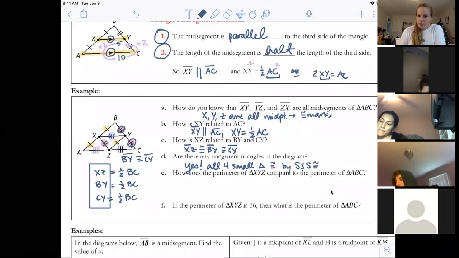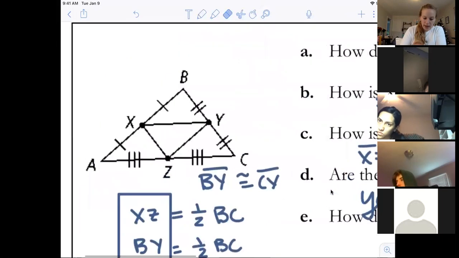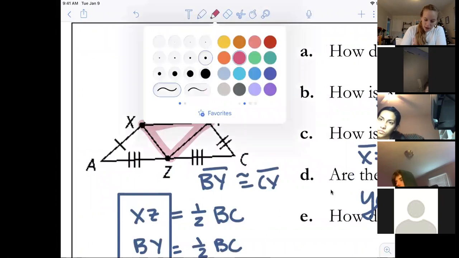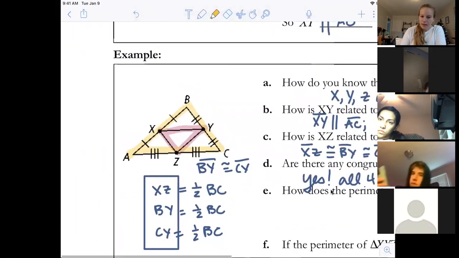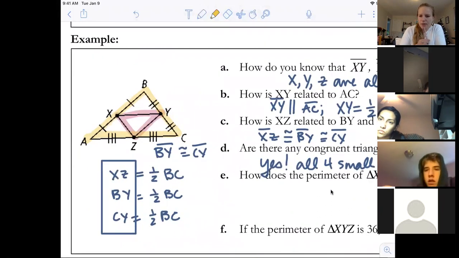All right, the next two questions are about perimeter. So I'm gonna erase some of this nonsense I've got on my picture. Remember that perimeter is talking about all of the sides together. So perimeter is when we add all the sides. So if I have the perimeter of this, I wanna know how it's related to the perimeter of ABC. Does anybody already have an idea on how those two perimeters might be related? How are those related?